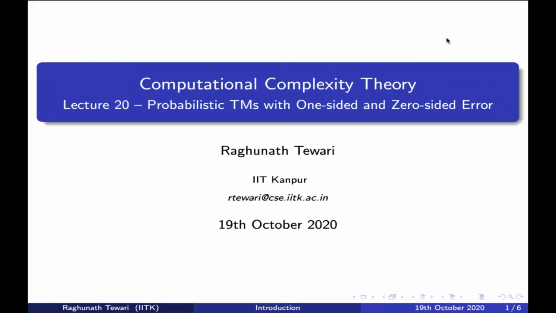Hello everyone. So we'll continue our discussion of probabilistic Turing machines. Today we'll look at probabilistic Turing machines which have one-sided and zero-sided error. So I'm going to start by mentioning what we mean by one-sided and zero-sided error machines and how they compare with whatever we have seen about probabilistic Turing machines so far.